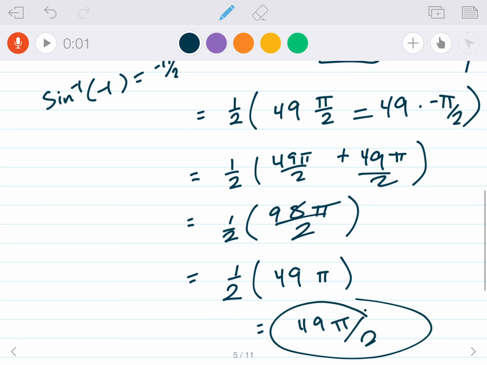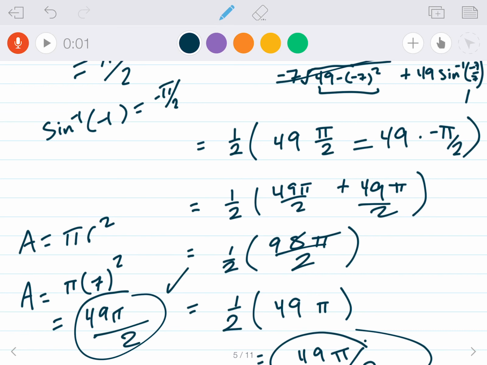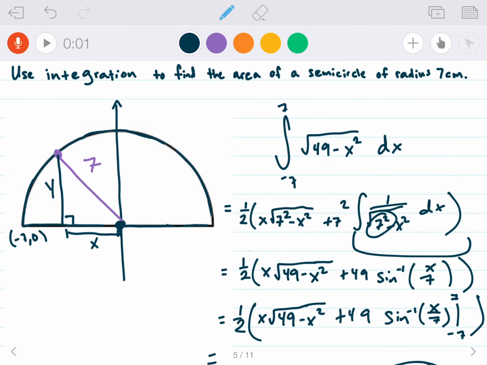So it's the area of that semicircle, and that's from integration. Let's use our geometry formula to double check this. Our formula for a circle is pi r squared. Our circle radius was 7, so the area is pi times 7 squared, so it's just 49 pi. And remember, that's the area formula for a whole circle, so a semicircle is going to have an area of 49 pi over 2. So yes, we did get this right. That is how we found the area of the semicircle using integration.